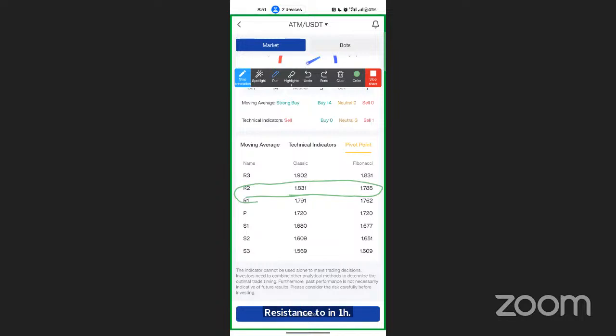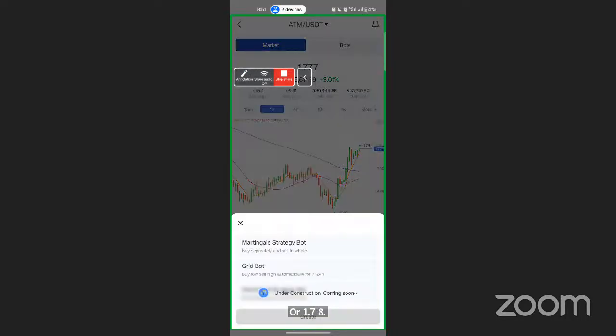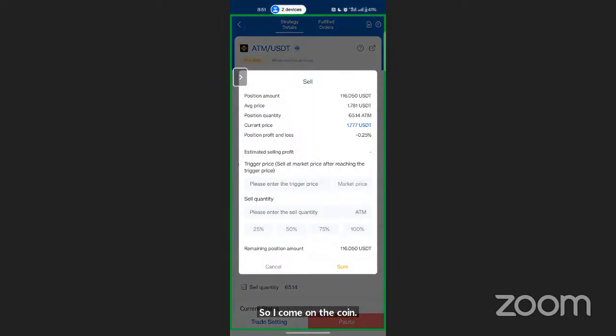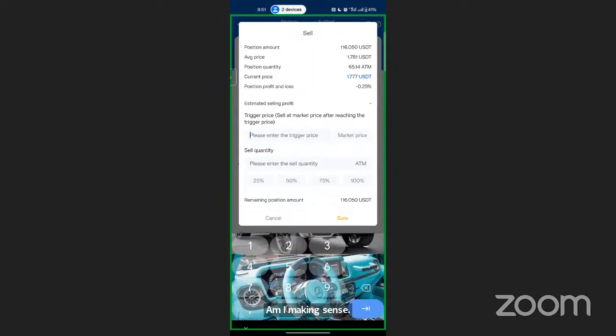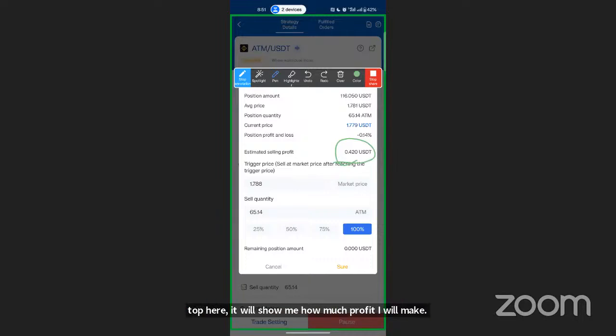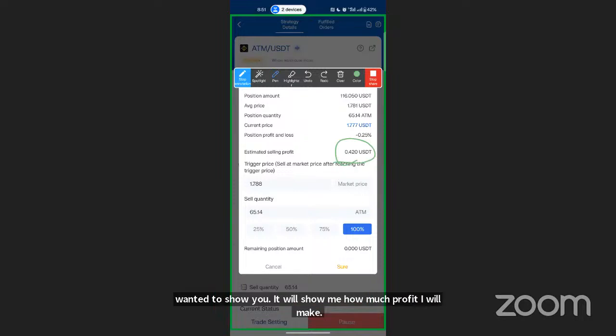It is 1.831 or 1.788. So I come on the coin. Am I making sense? Then I tap on sell. Where it is market price, I'll put 1.788. Then I put 100%. On top here, it will show me how much profit I will make. Give me a yes in the chat if you have seen that. That's what I wanted to show you. Am I making sense to someone?